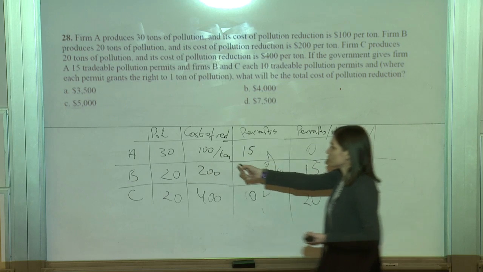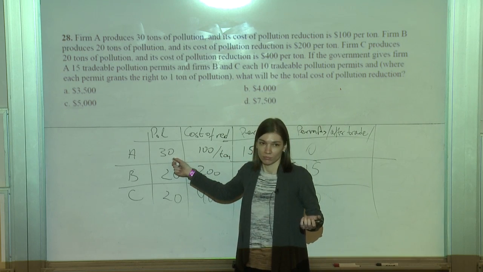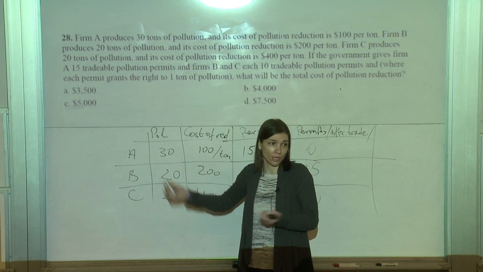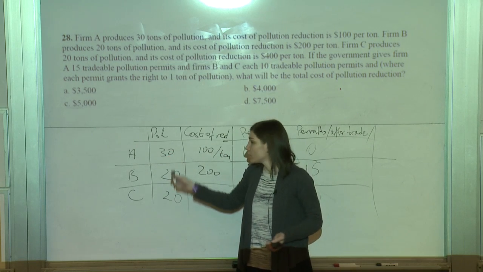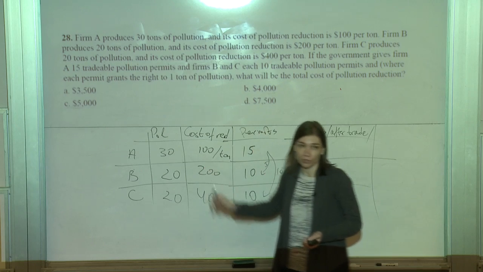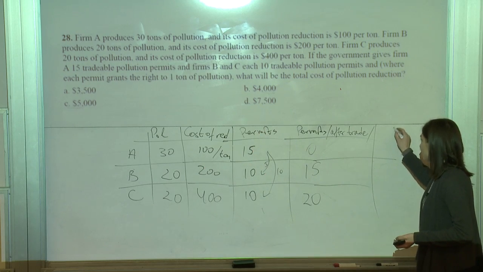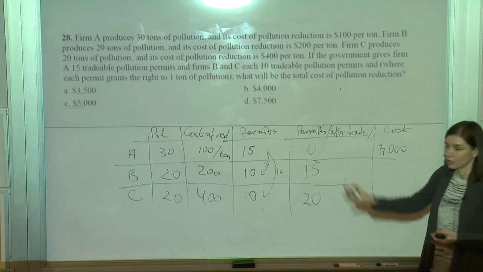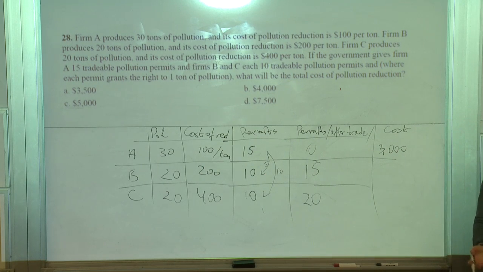Well, A needs to reduce, what is it? They have 0 permits, so they need to reduce all of it. Right? They need to stop polluting altogether. And they have 30 units at 100, that's 3K. So for $3,000, A is going to eliminate all pollution because they have no permits.